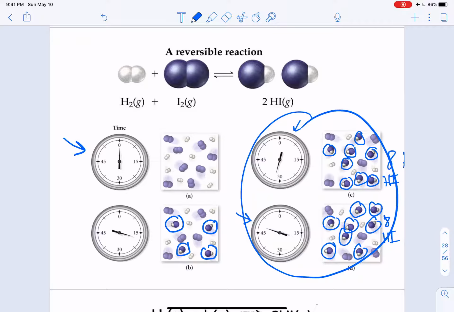But again, occasionally an H2 and an I2 will find each other and make a couple of 2 HIs. But at the exact same rate, what's going to happen? A couple of HIs are going to find each other, and the reaction will go backwards, and we'll form an H2 and an I2, keeping the concentrations of all of these guys the same. Okay, so keeping them constant.